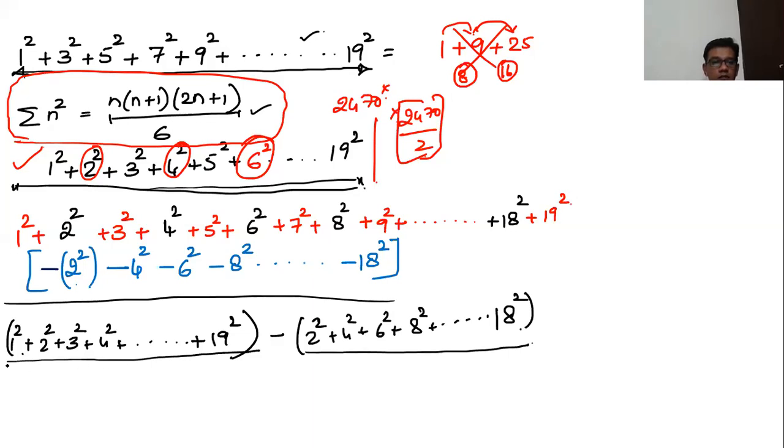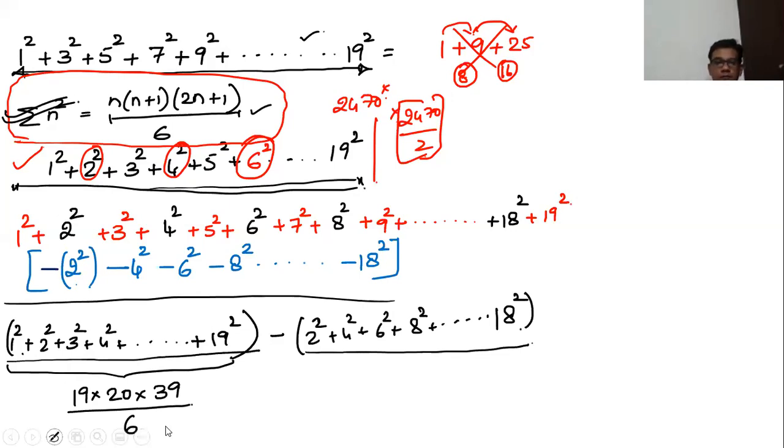Now I can use this formula because it is a set of n natural numbers where n is 19. So I can say this sum is 19 into n plus 1 into 2n plus 1 divided by 6. So now I can use this formula for this. But I still have to subtract this. And how do I subtract this?